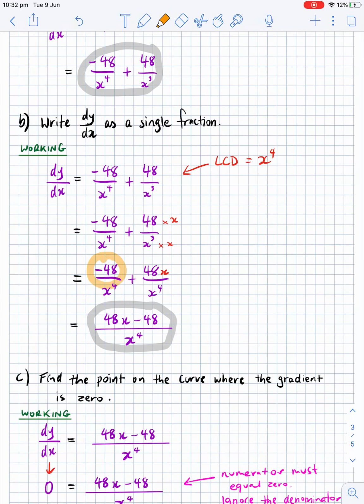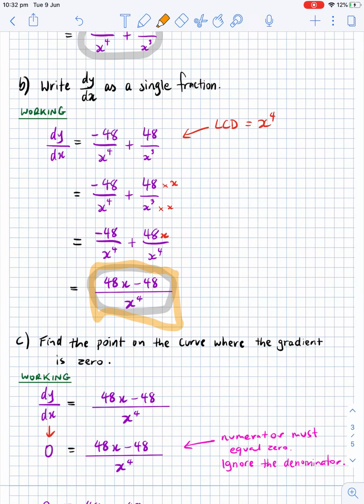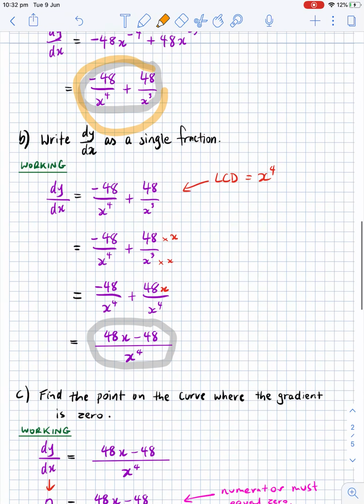So we get minus 48 plus 48x. That's going to be up on the top. And x to the power of 4 is going to be our denominator. So that is our derivative as a single fraction. That's a really common sort of trick or step you need to do to be able to work with these derivatives. We like one fraction rather than two. This is a little bit harder to work with rather than this.